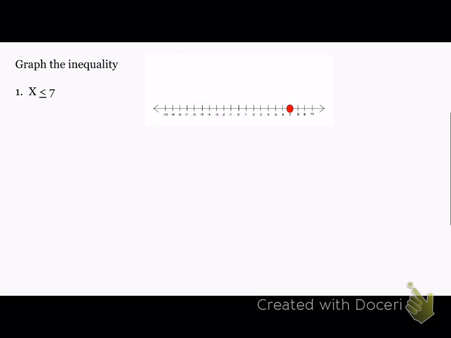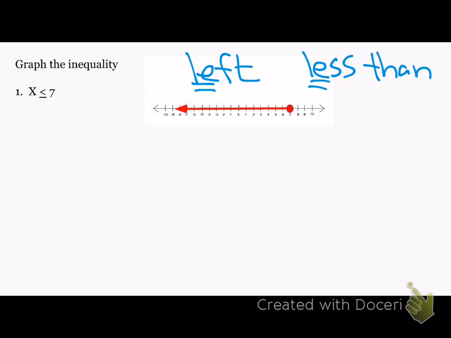Eldridge? Shaded to the left. X is less than or equal to 7. Closed circle at 7, going to the left of it, because that's where all the numbers that are less than 7 are at. I don't know if this helps or not, but if you're trying to keep this in mind, spell left for me. L-E-F-T. Now spell less than. L-E-S-S. Less than starts with L-E, left starts with L-E. That tells me that if I'm less than, I go to the left.